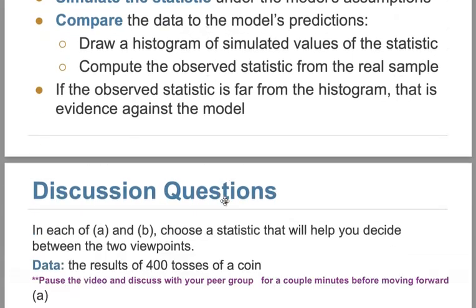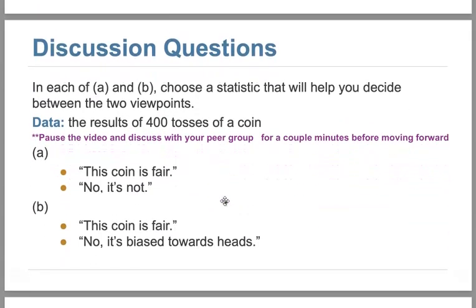So after you understand assessing models, I want you to have a discussion question. Here we have two discussion questions with the same basic concept. In each of A and B, please discuss with your peer group and choose a statistic that will help you decide between the two viewpoints. The observed data will be the result of 400 tosses of a coin. That means we toss the coin 400 times.